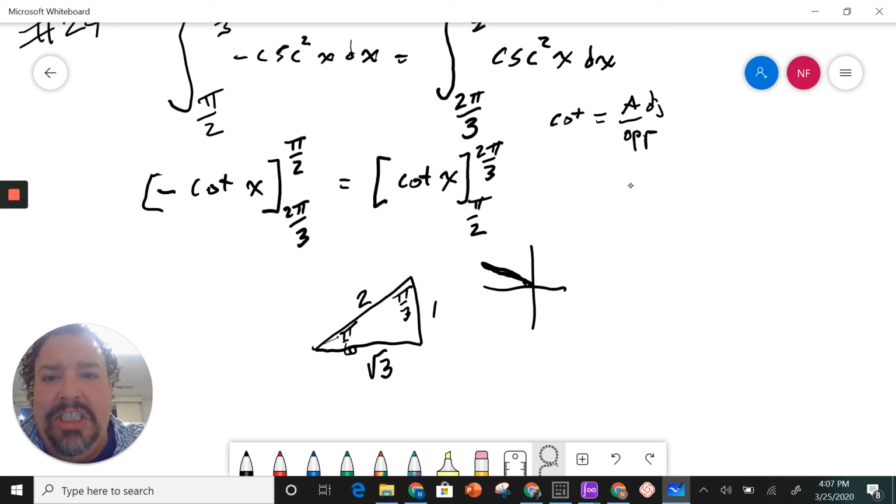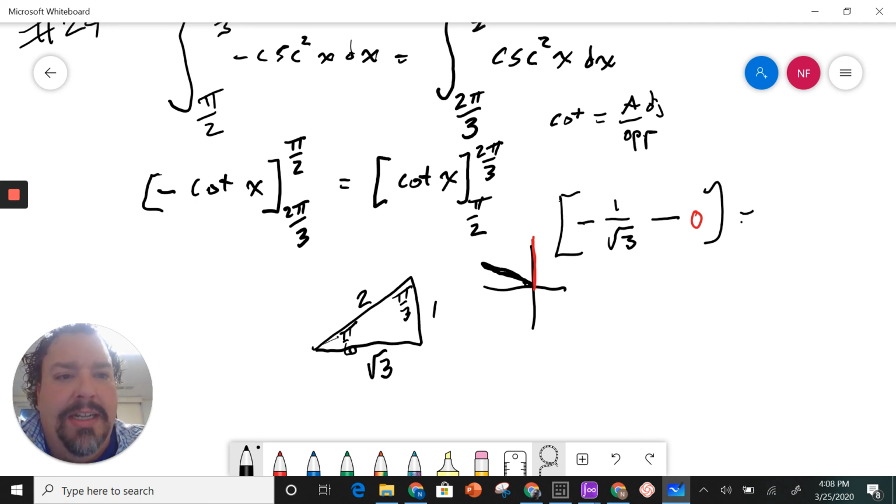And cotangent, again, is adjacent over opposite, so it's going to be 1 over square root of 3. And cotangent, as well as tangent, are negative in this quadrant. So it's going to be negative. And then we got to subtract cotangent of pi over 2. Where is pi over 2? Pi over 2 would be right here. And usually tangent would be undefined, but cotangent is going to be 0 there. So cotangent of pi over 2 is 0.